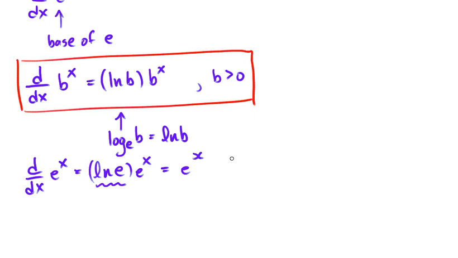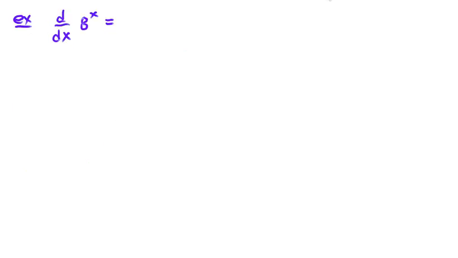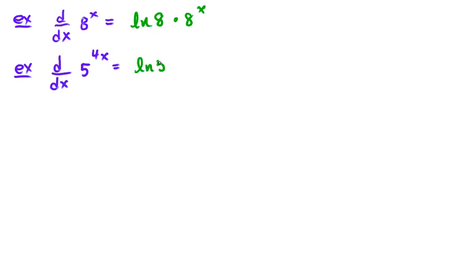Here's how it works with some other examples. So the derivative of 8 to the power of x is ln 8 times 8 to the power of x. And the derivative of 5 to the power of 4x is ln 5 times 5 to the power of 4x. But notice this 4x isn't just an x, so I need to apply the chain rule and also multiply it by 4.